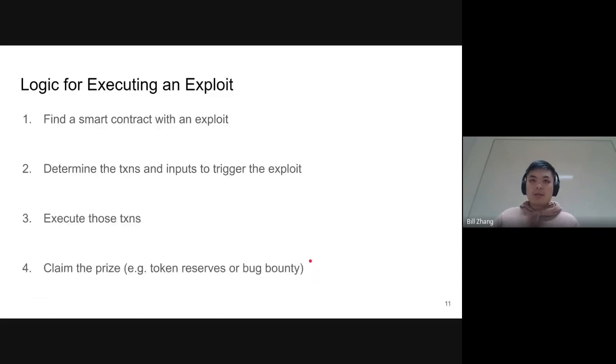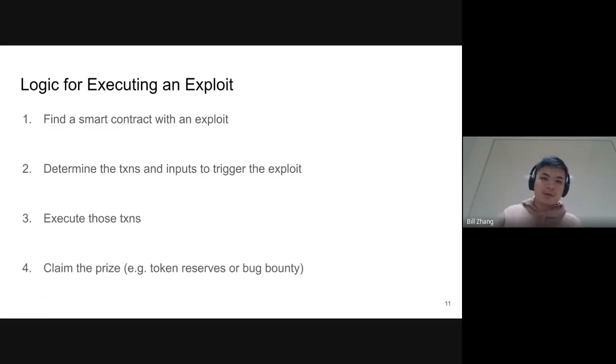To think about what exactly it means to execute an exploit, and what the difference is between executing an exploit versus proving that an exploit can occur, I first laid out the logic path timeline for executing an exploit. The first step is obviously to find a smart contract with an exploit in it. The second step is to determine what transactions you need to send to this smart contract, and what inputs you need to send in those transactions in order to trigger that exploit.